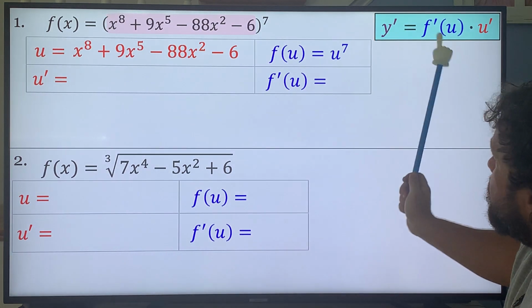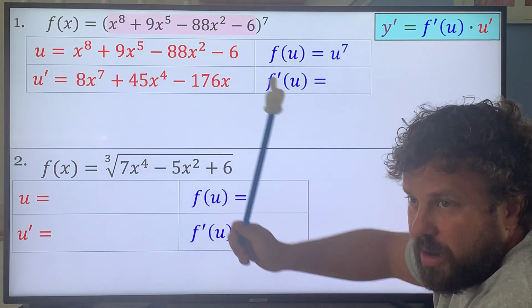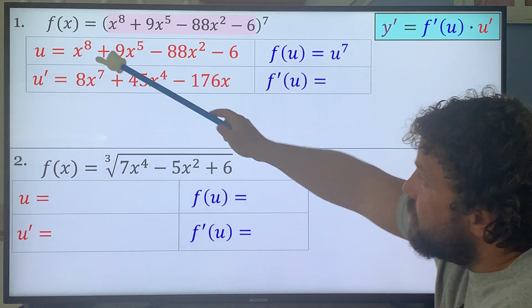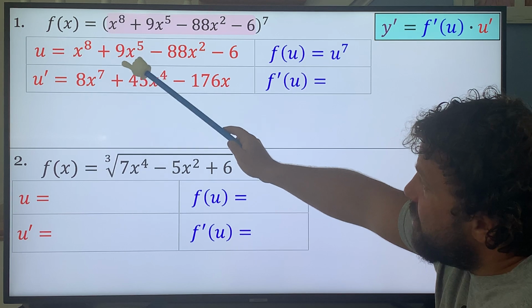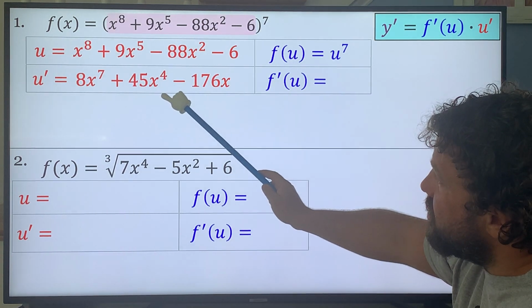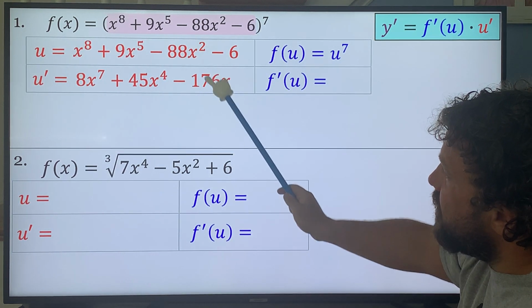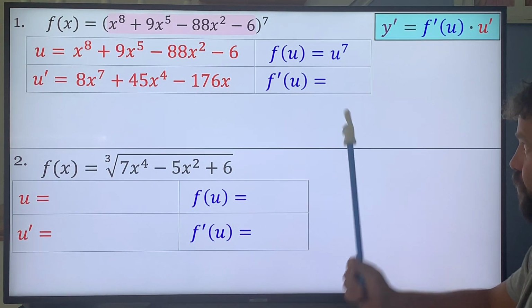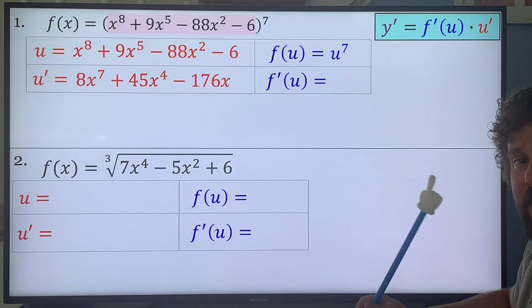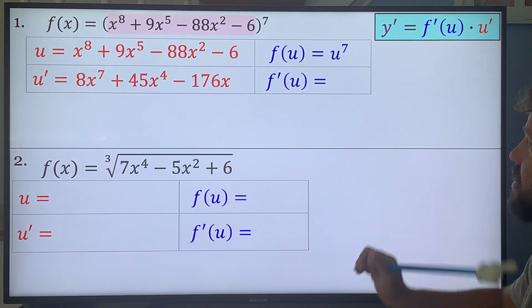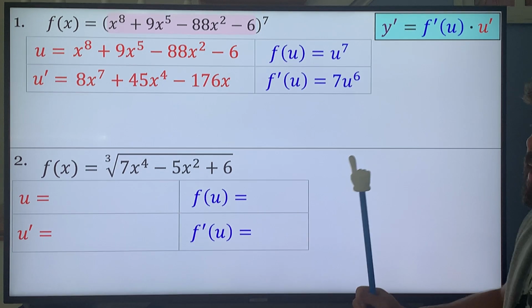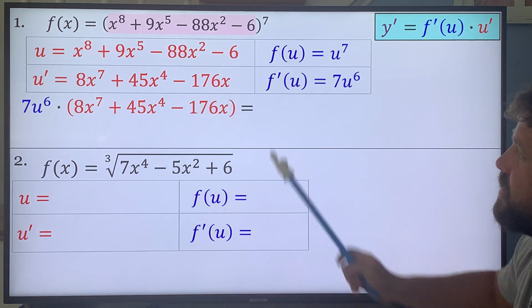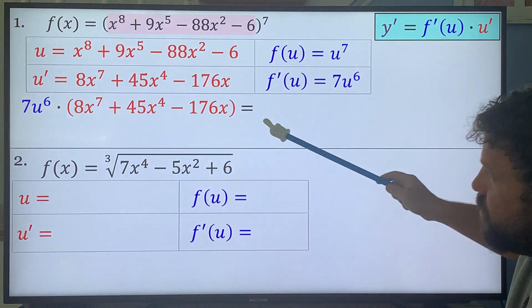You're going to derive this using the simple power rule. Power rule is x to the n equals n times x to the n minus 1. So this becomes 8x to the 7th. 9 times 5x to the 4th is 45x to the 4th. Negative 88 times 2x is negative 176x. And the derivative of negative 6 is 0. Derivative of u to the 7th, now you're going to derive that in terms of u, is just 7u to the 6th. Now, after you did this part, you're going to just plug it back into the original equation. 7u to the 6th times your u prime.